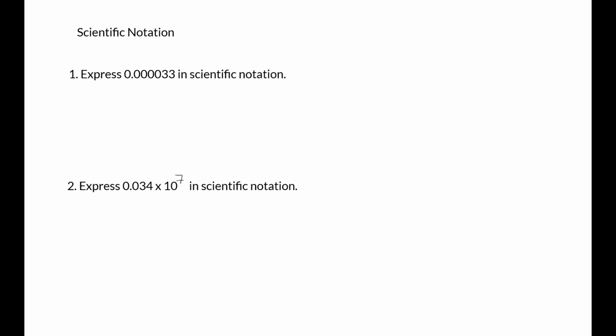0.000033 in scientific notation. Now, one thing that you should remember about scientific notation is only one number between 1 and 9 can go in front of the decimal. So that means that in this problem, I need to move the decimal 1, 2, 3, 4, 5 places. So I should get 3.3 times 10 to the fifth because I moved the decimal 5 places.